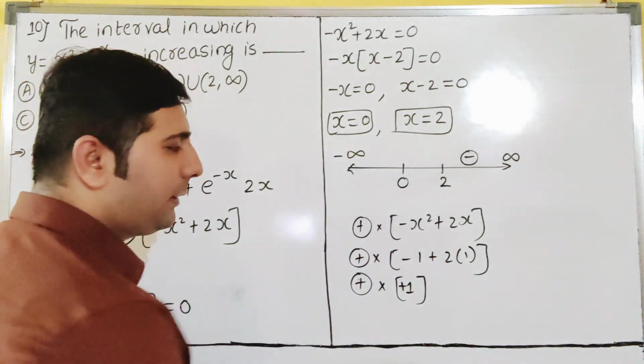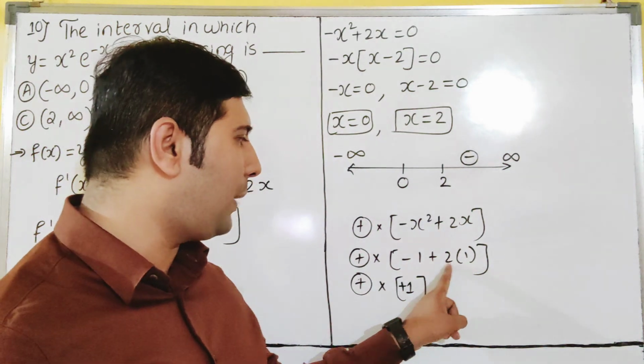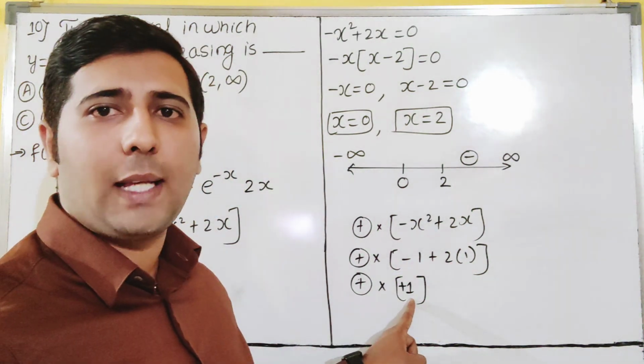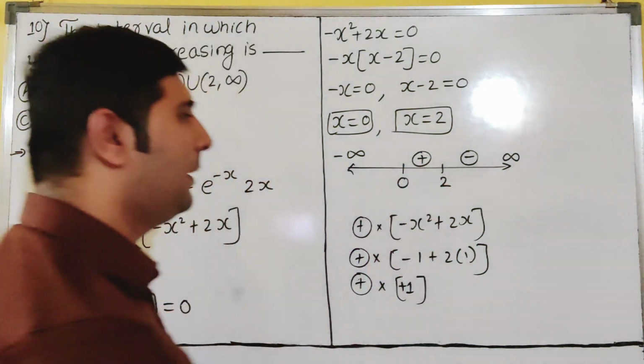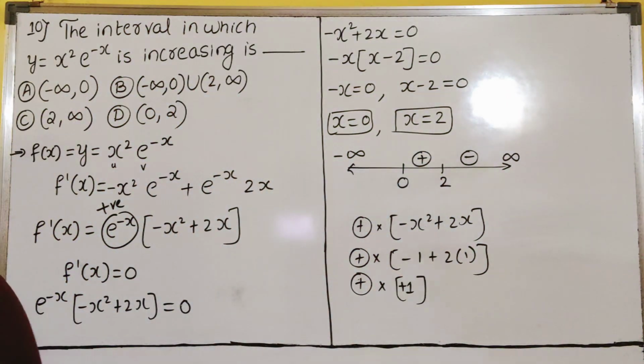This is plus 1. Yes or no? 2 1s are 2, plus 2 minus 1 is 1, dear students. Plus 1. Plus into plus is plus. So that means in this interval it is increasing. So next one you see. So next number is what?